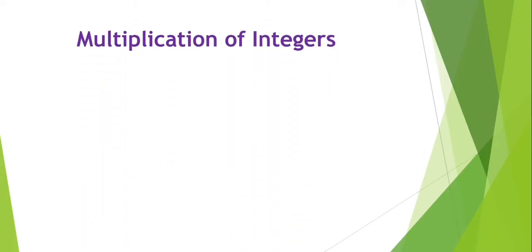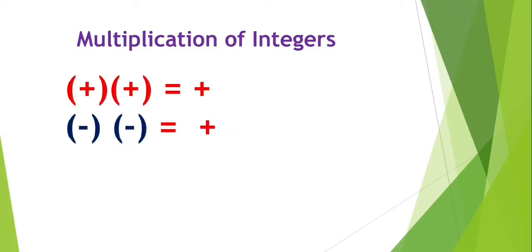We have to remember some important points in multiplication of integers, that when we multiply a positive integer with a positive integer, the product is a positive integer. And when we multiply a negative integer with a negative integer, the product is also a positive integer. So when multiplying integers, we have to remember the symbol multiplication. That means plus into plus is equal to plus, and minus into minus is also equal to plus.